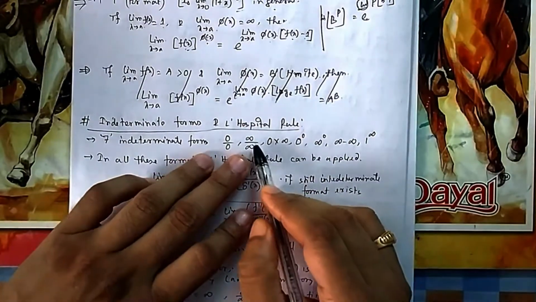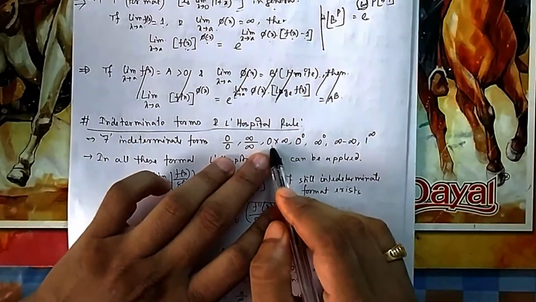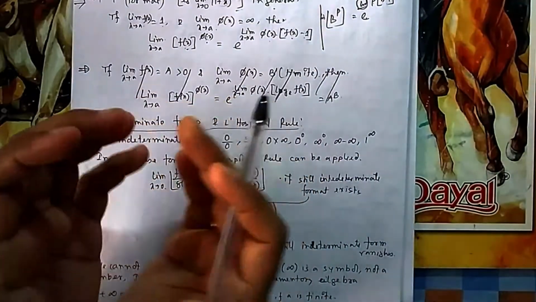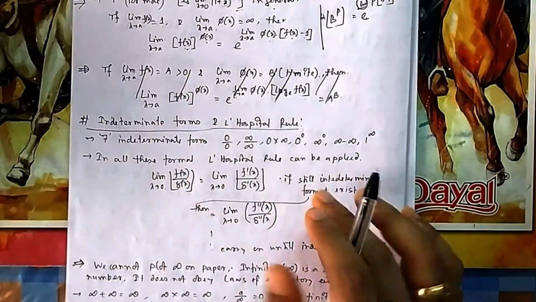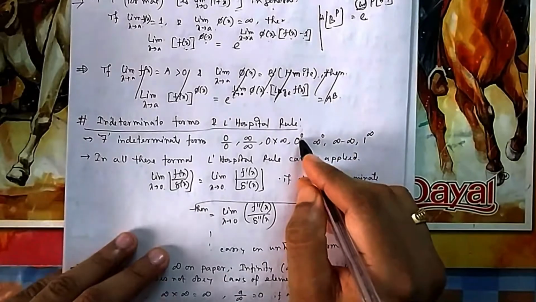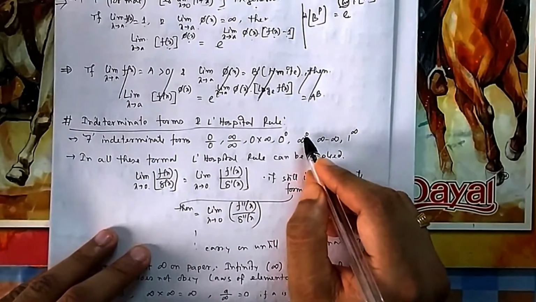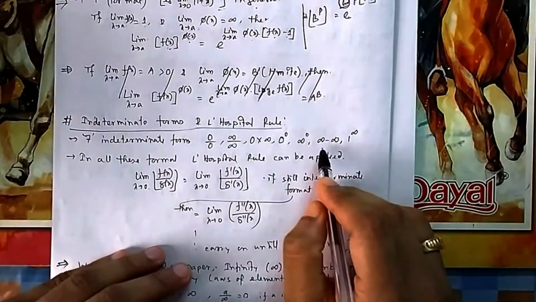0 by 0 is undefined, infinity by infinity is undefined. These two are standard in divide, you can remember. 0 into infinity: because infinity is not a number, you don't know what it will be if you multiply with 0. 0 into any number is 0, but infinity is not a number, so you have to be careful. 0 to the power 0 is again not defined. Infinity to the power 0: any number to the power 0 is 1, but infinity is not a number, so you have to be careful again.